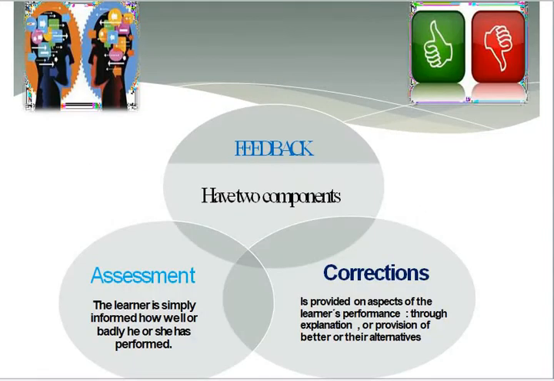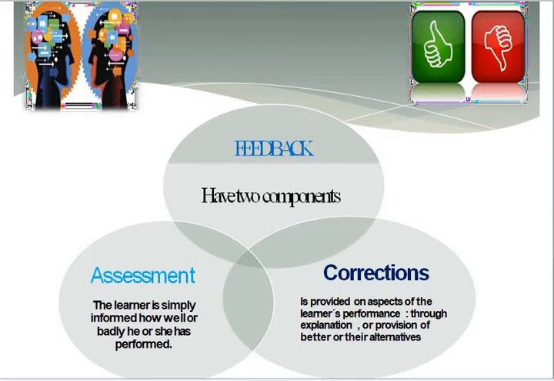So feedback has two components: assessment and corrections. When we talk about assessment, the learner is simply informed how well or badly he or she has performed. This is called assessment. You have evaluated the task of the learners. When it comes to corrections, they are provided on aspects of the learner's performance through explanation or provision of better alternatives. So feedback has two components: assessment and correction.